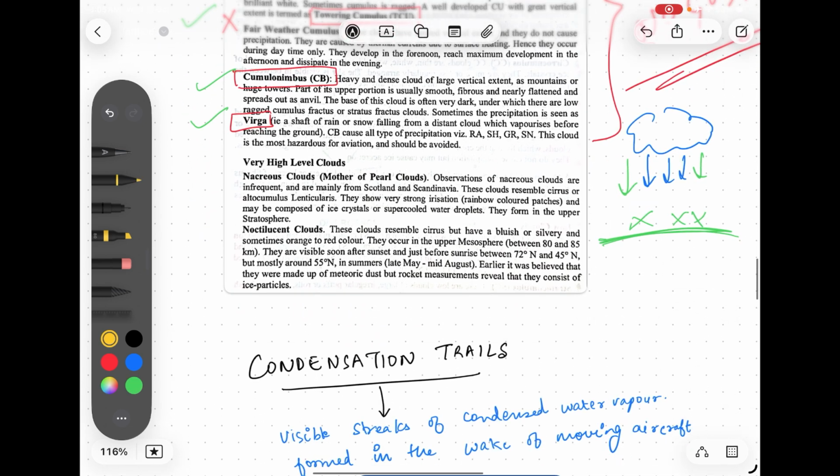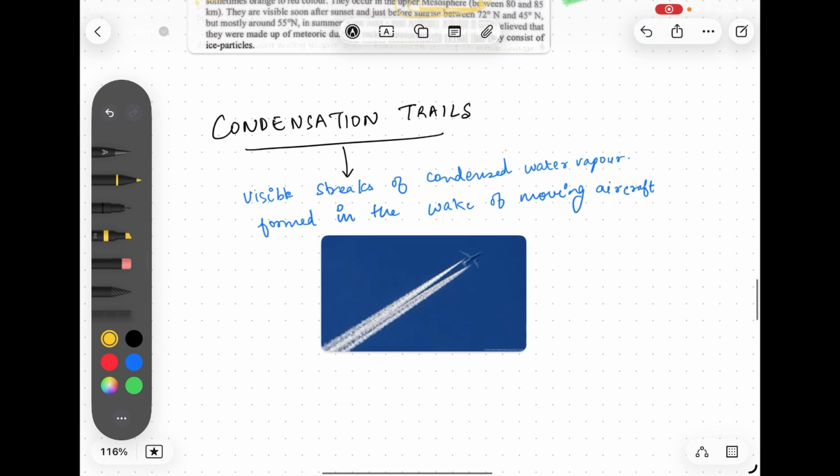Now we have already learnt about the nacreous clouds and the noctilucent clouds in the atmosphere video that I made, the first video. So this is the thing to remember here: nacreous clouds exist in the stratosphere, and noctilucent clouds are the ones that exist in the mesosphere. That's all you have to remember. Now the last part of clouds is condensation trails.